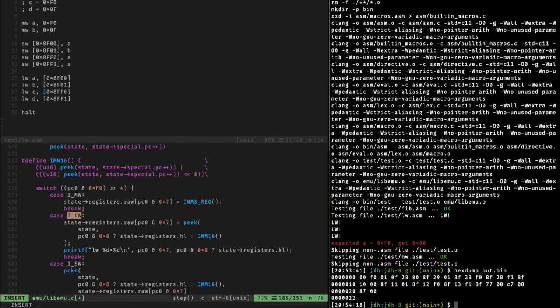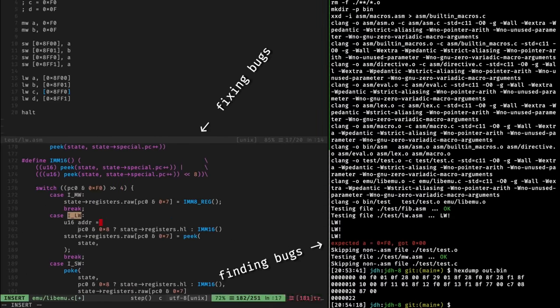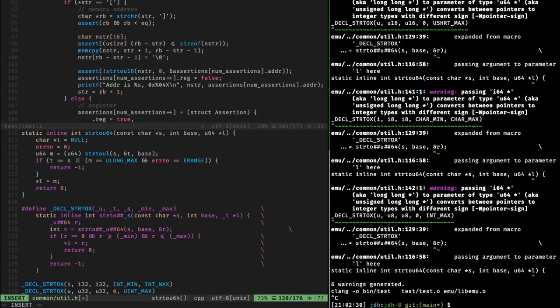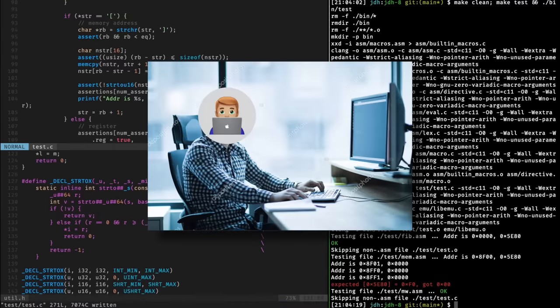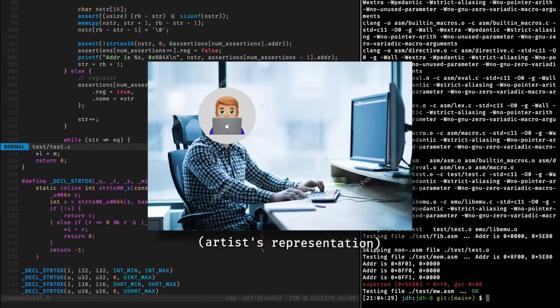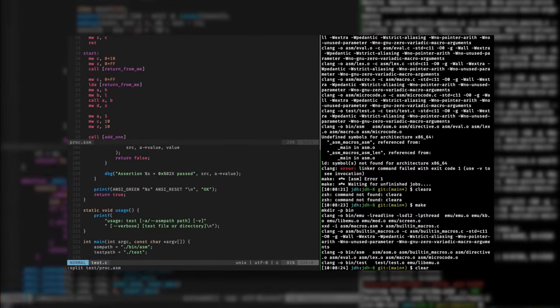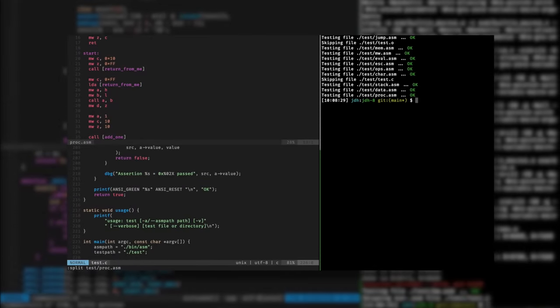So I went through, wrote some tests, found some bugs, fixed some bugs, wrote some more tests, found some more bugs, fixed some more bugs. You get how it goes. Standard software developer things here, really. After not too long, though, I had a beautiful passing test suite for both the assembler and the emulator.